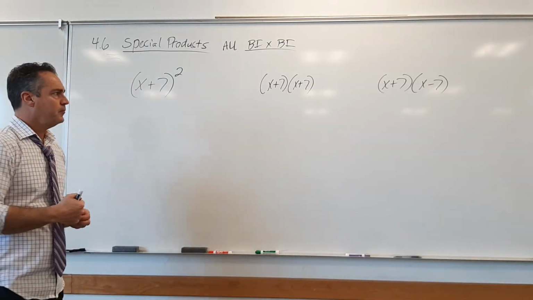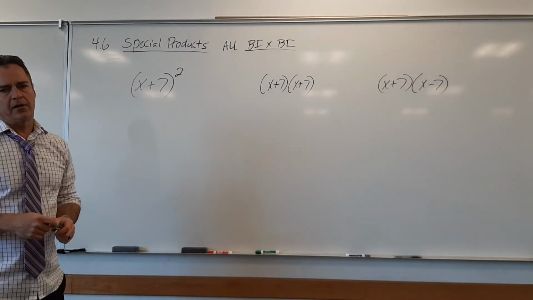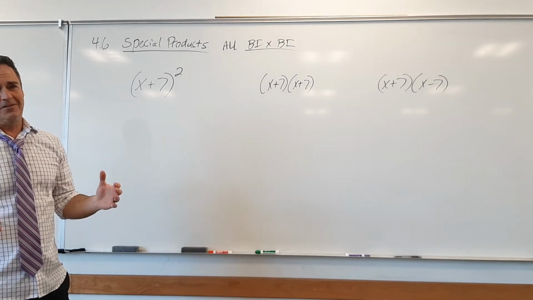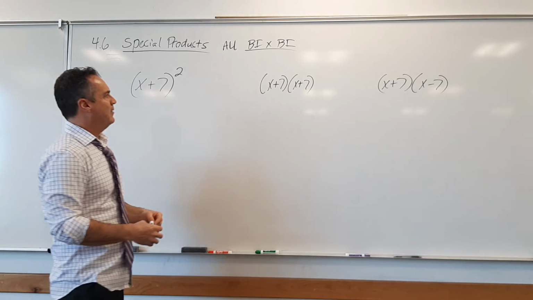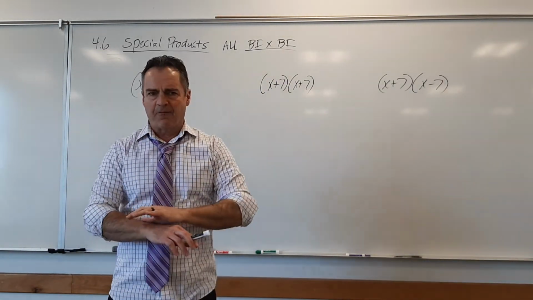But here's the deal. Section 4.6 is called special products. That's the name of the section. Now, there's nothing special about these products, okay? Product is the answer to a multiplication problem, but they're calling them special. They're all binomial times binomials, every single problem.